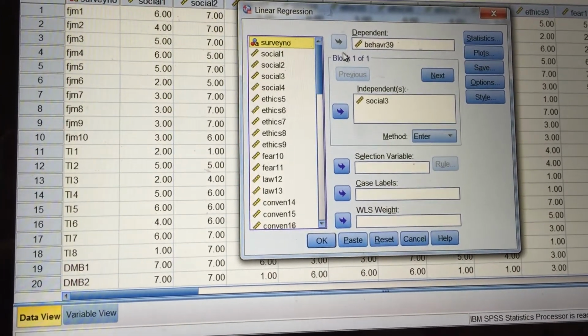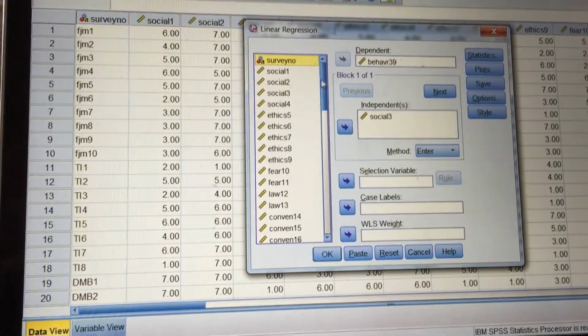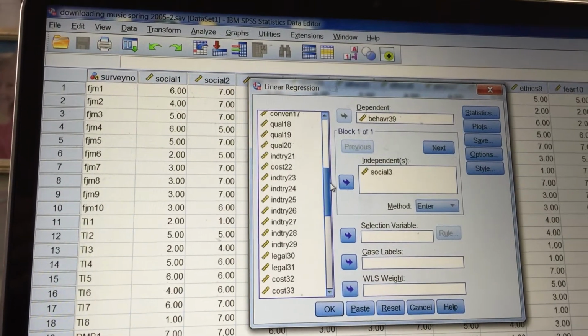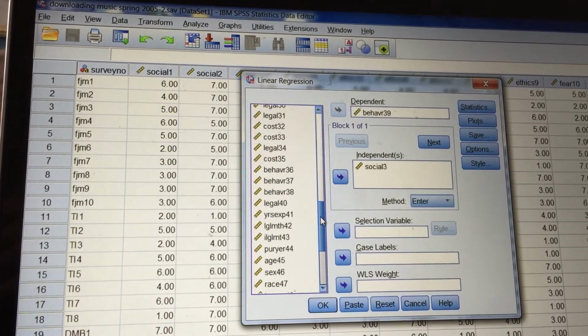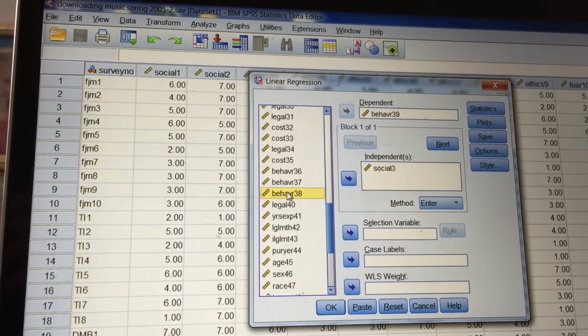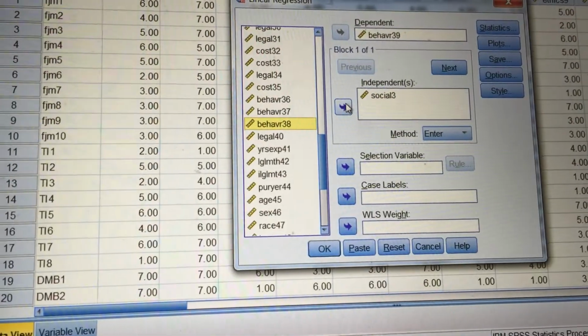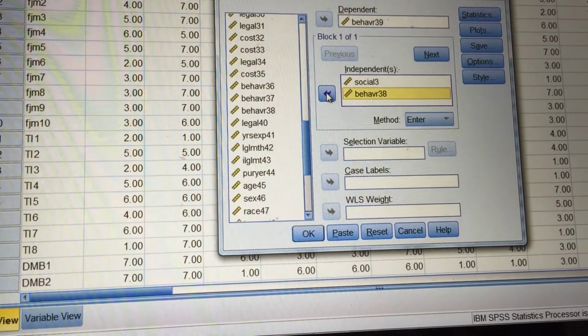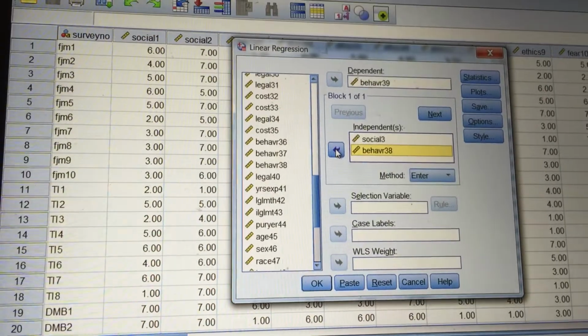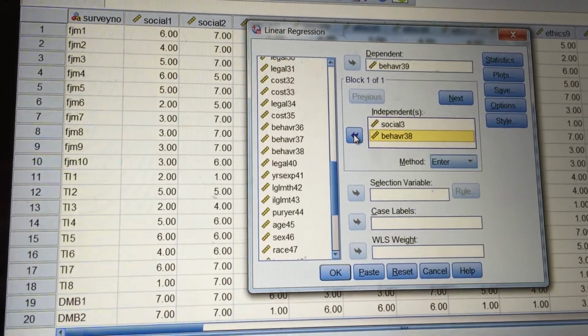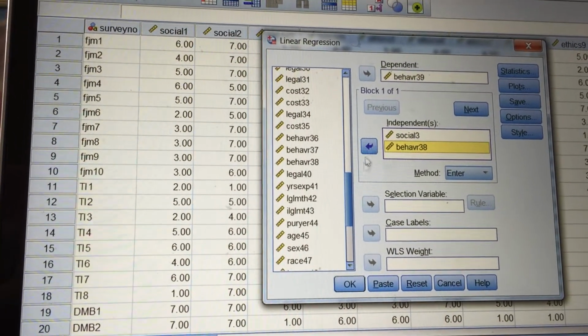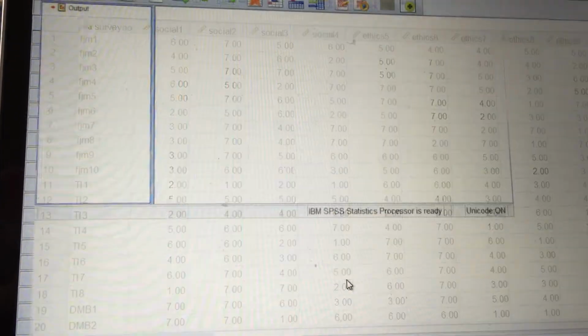let's see, I often download the entire CD. So let's look at that one, behavior 38. And I'm going to also add that. So I'm going to highlight that as an independent variable. I'm going to add that. And now, if they're both statistically significant, I will have a statistically significant multiple regression. So I'm going to say OK.